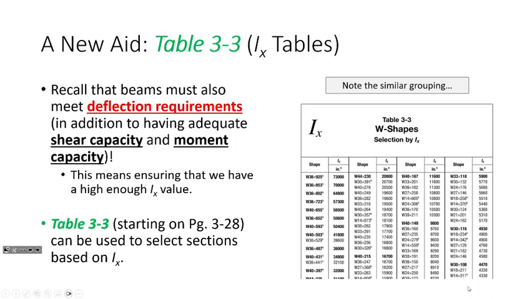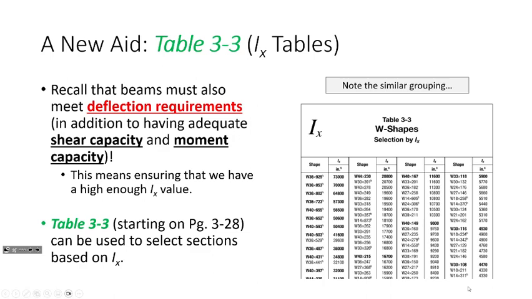So it is possible that we go through the design process, we select a beam based on its moment capacity, but then we find it doesn't meet the deflection requirements. And so if a section doesn't meet the deflection requirements, we select based off this table. And notice the similar grouping, how we have sections that are grouped in groups and then the top row is bolded. It's because that's the one that has the largest moment of inertia within that group that is also the lightest, okay? So the idea is that we're selecting based off two criteria.